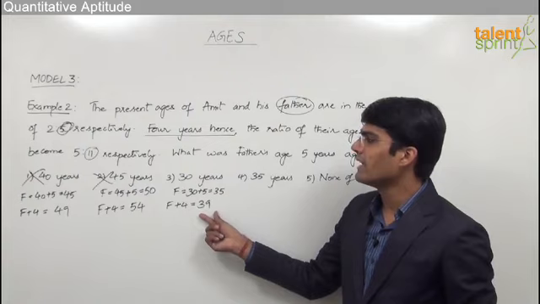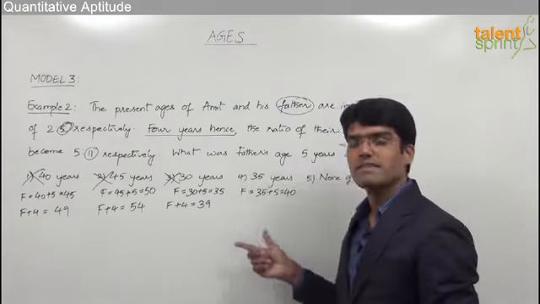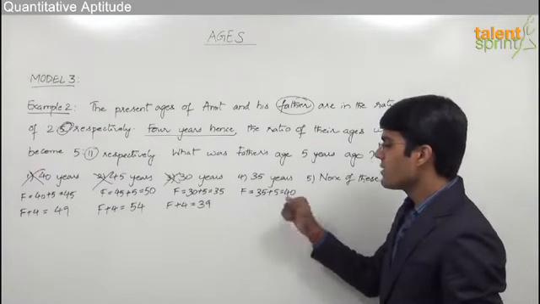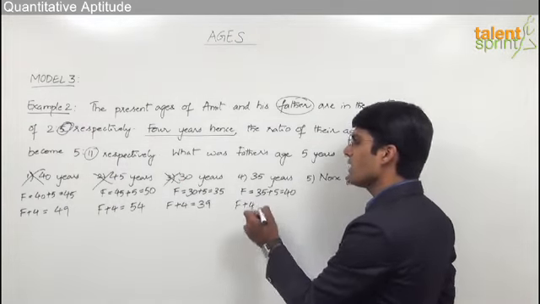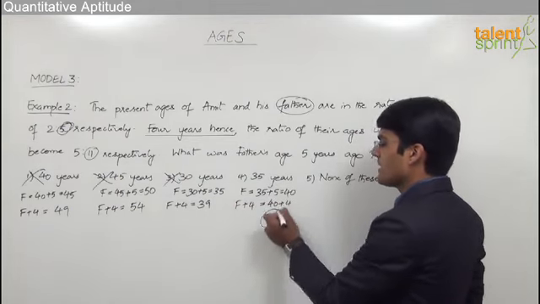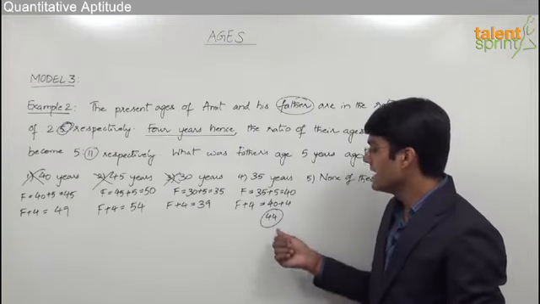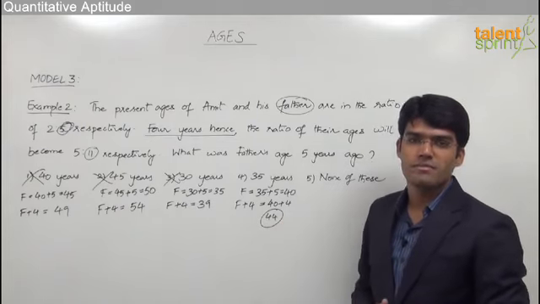Now, the fourth option here is 35 years. That means father's age 5 years ago was 35. So father's present age can be taken as 35 plus 5, which is 40. And 40 is a multiple of 5. So this satisfies the first condition. Let us now take the second condition. Father's age 4 years hence will be 40 plus 4, that is 44 years. From the given question, we know that 4 years hence, father's age should be a multiple of 11. And 44 here is a multiple of 11. So very clearly, this option satisfies both the conditions.